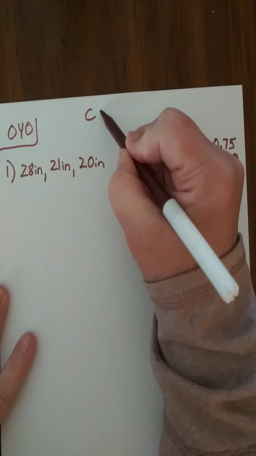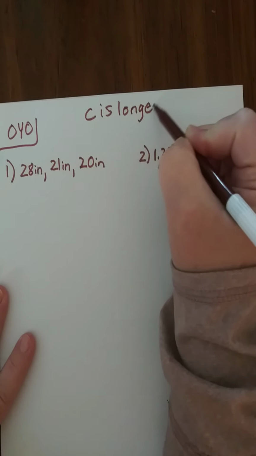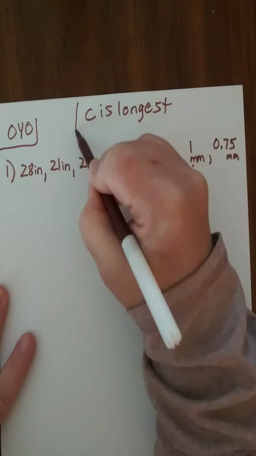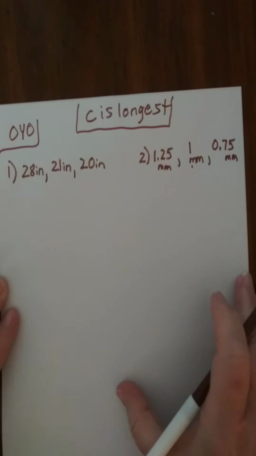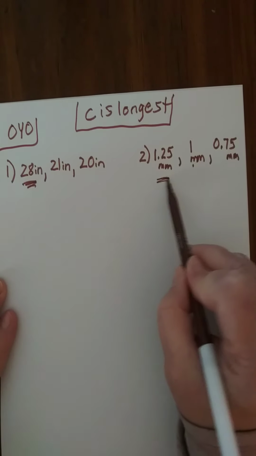Okay, so what we have to remember is we don't know, when it's a list like this, which ones are the legs and which one is the hypotenuse, except for one fact. You have to remember C is the longest. So C is always going to be the longest one. When you look at this list of numbers in number 1, I can easily see that this is going to be C, and in number 2, this is going to be C.